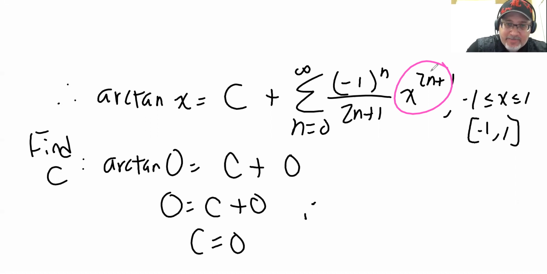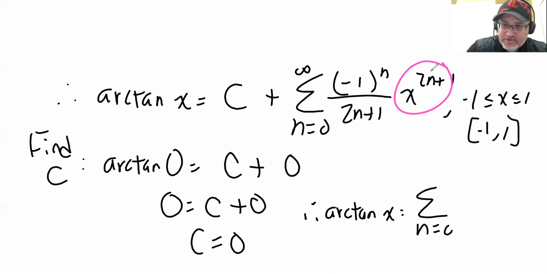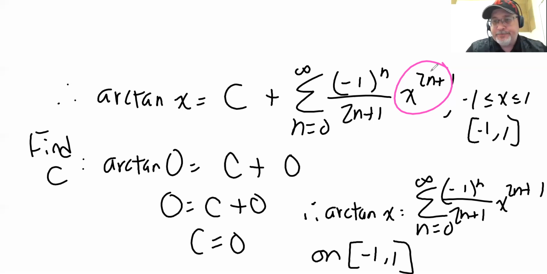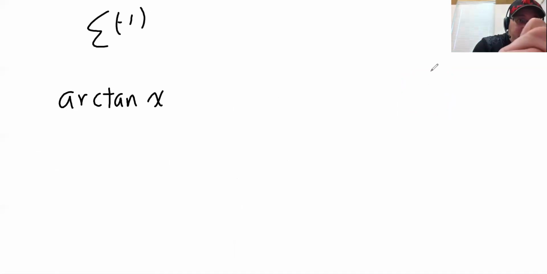So now we can wrap this up and confidently say that arctangent of x is equal to the sum, n equals 0 to infinity, negative 1 to the n over 2n plus 1 times x to the 2n plus 1 on the interval negative 1 to 1. By the way, if you were to expand this series, I'm going to do it on the next page. I'm going to write the sum up here just so we can see it.